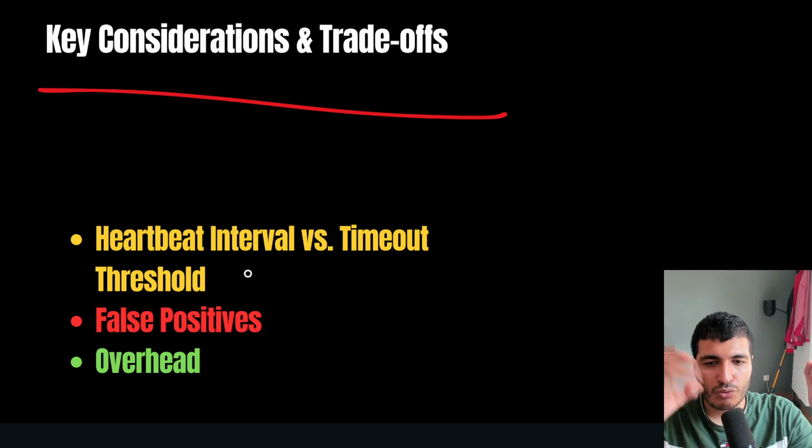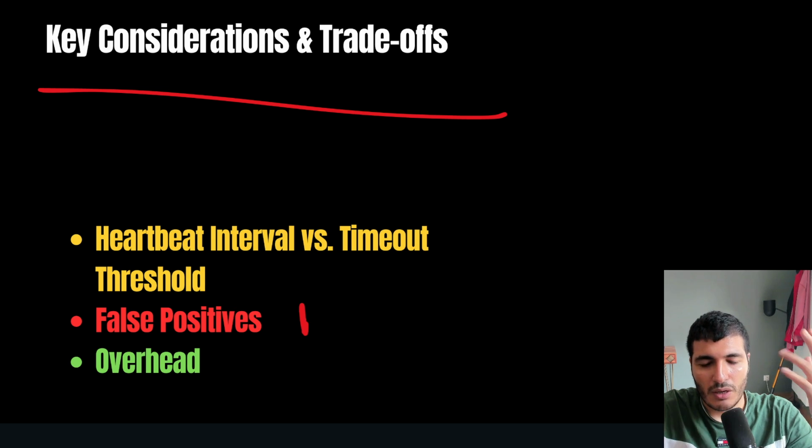Too short a timeout can lead to false positives, where a perfectly healthy node is mistakenly declared dead due to a transient network glitch or a brief spike in load causing a missed heartbeat. This results in unnecessary failover or flapping.